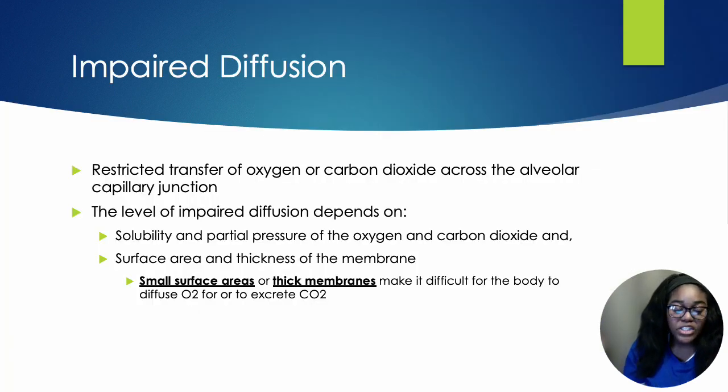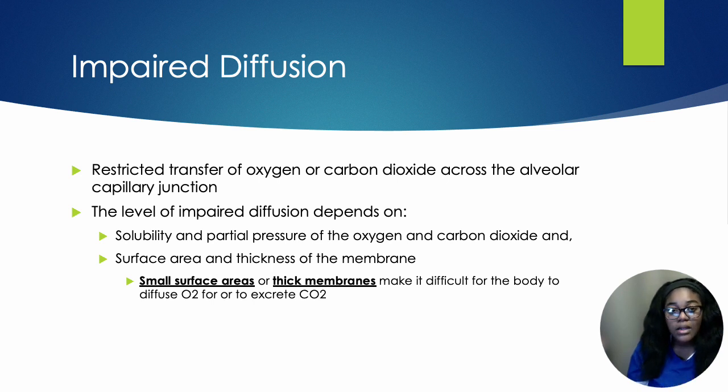So again, this slide is just reiterating what impaired diffusion is. And again, this is the restricted transfer of oxygen or carbon dioxide across the alveolar capillary junction. So there's a prevention of oxygen going in, and there is a prevention of carbon dioxide going out. And again, it does depend on solubility and partial pressure of the oxygen and carbon dioxide. And it also depends on the surface area and thickness of the alveolar capillary junction or membrane. So when you have small surface areas, or if you have thick membranes, this makes it difficult to diffuse oxygen or excrete carbon dioxide.